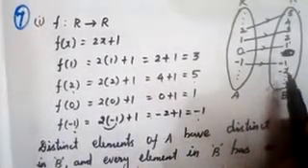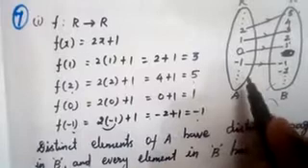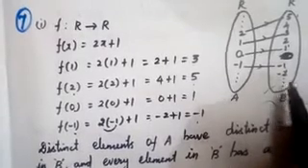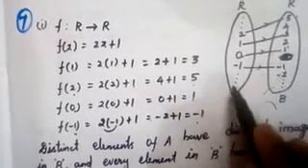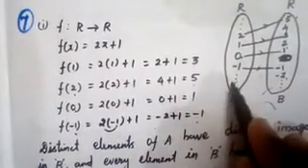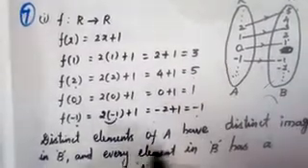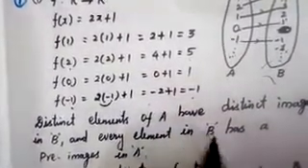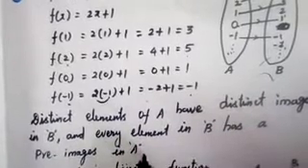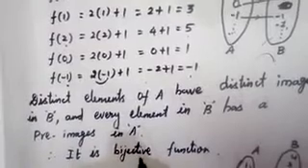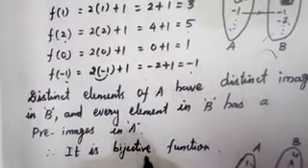Now for the different values you substituted, every element of A gets an image in B. In the same way, every element in B has a pre-image in A. So from here to here it is image, from here to here it is pre-image. So distinct elements of A have distinct images in B, and every element in B has a pre-image in A. So it is a bijective function. Bijective means, as I already taught you, a one-to-one and onto function.